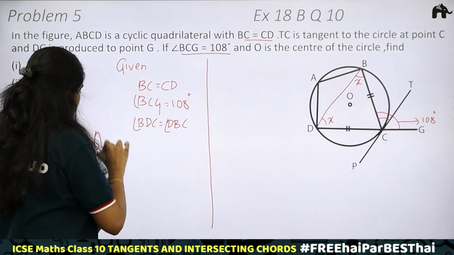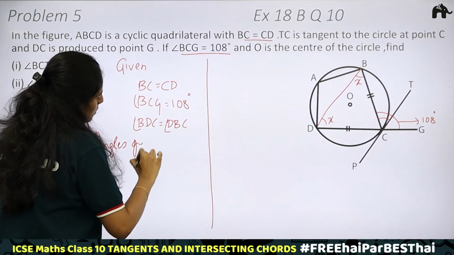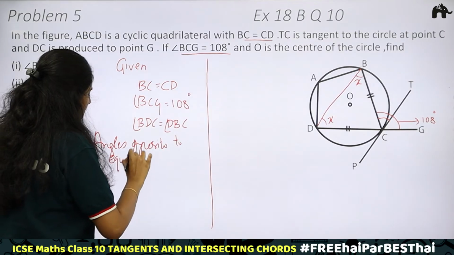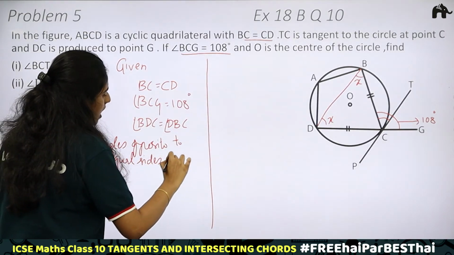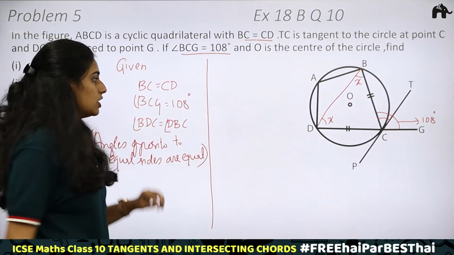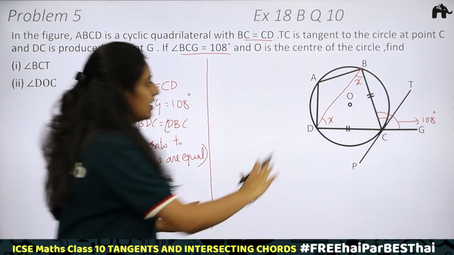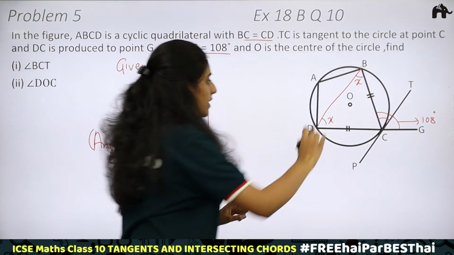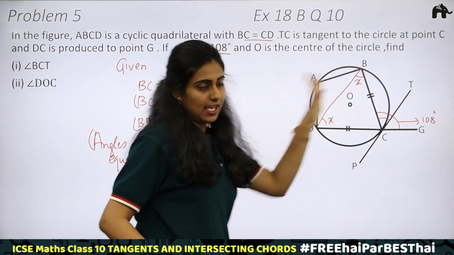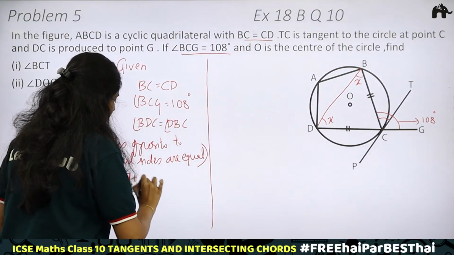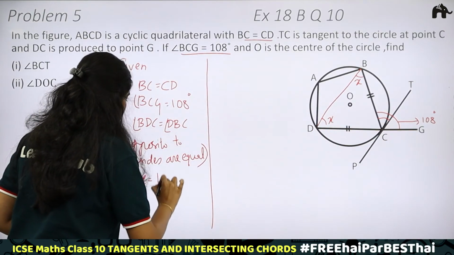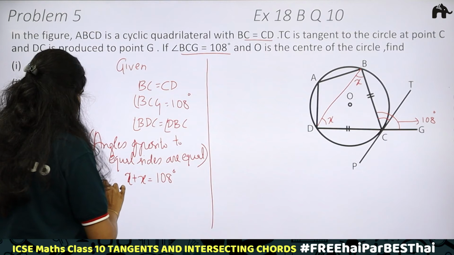Angles opposite to equal sides are equal. Now take this triangle. You will have the sum of interior opposite angles, that is X plus X, equal to the exterior angle. The exterior angle is 108 degrees. What is the reason? Exterior angle is equal to the sum of interior opposite angles.